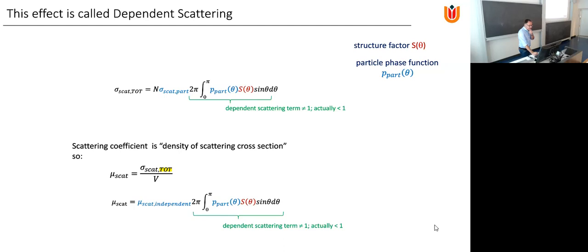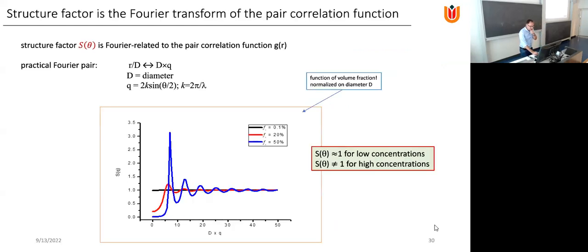Also for the scattering coefficient, we've had these equations before. The scattering coefficient is the density times the total scattering cross section. The total scattering cross section is what you would find if there were no phase relations, multiplied by the phase function and the structure factor. Okay, let's take a look.